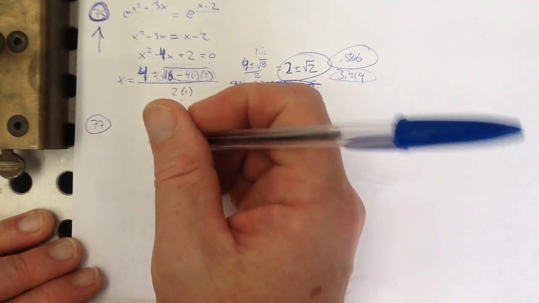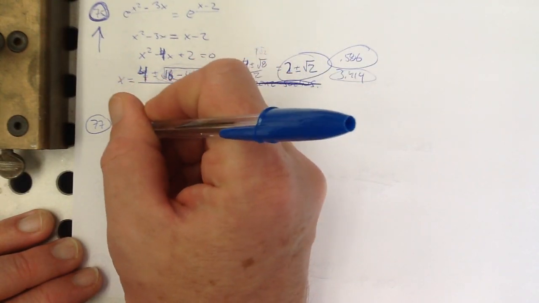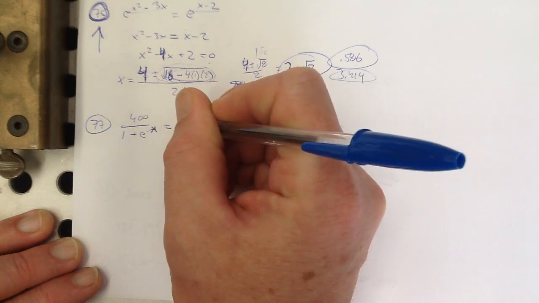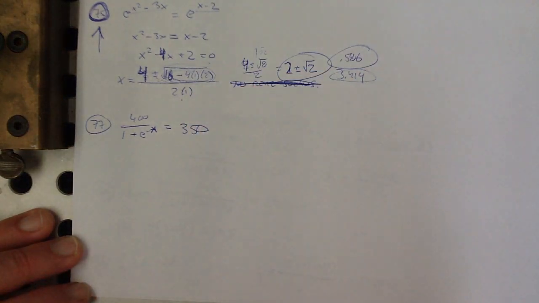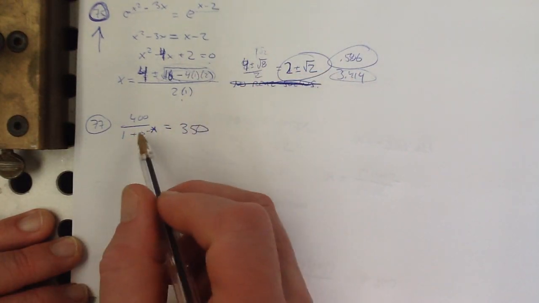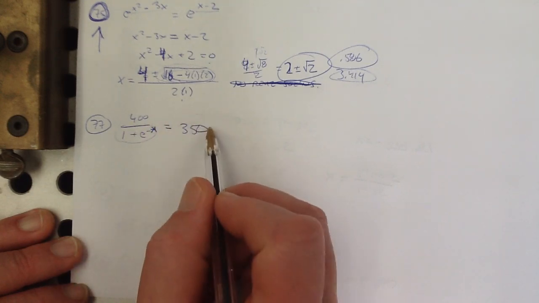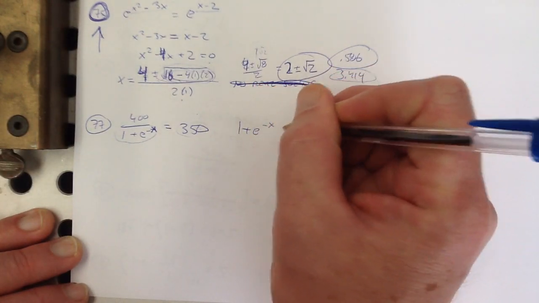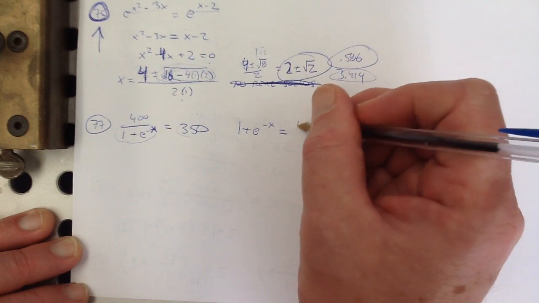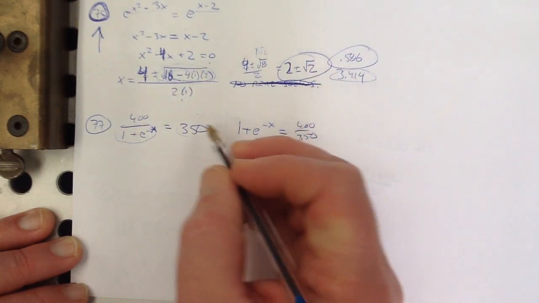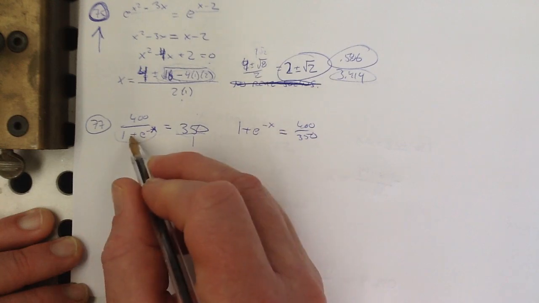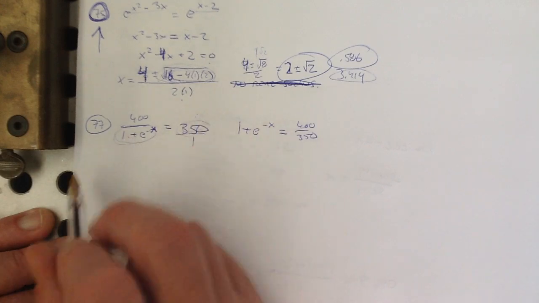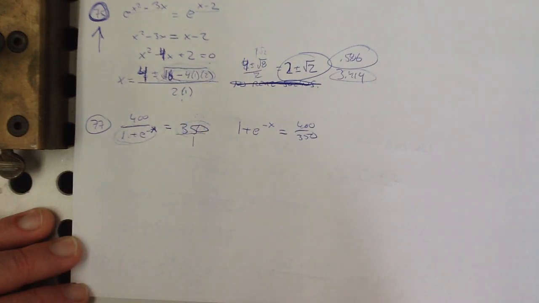So, number 77. I got 400 over 1 plus e to the negative x equal to 350. Going to do some algebra here. You know the cross multiplying trick? I'm going to multiply this up to this side, and I'm going to divide this over to this side. Often very useful algebra move. So that's 400 over 350, so kind of like as if this was over 1. I'm just crossing things up, moving this up to here, moving this down to here, multiplying up, dividing down.